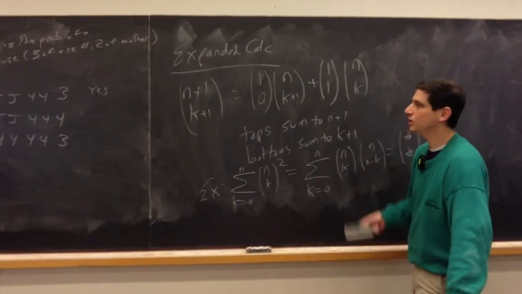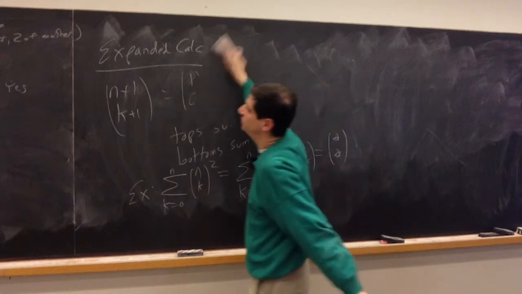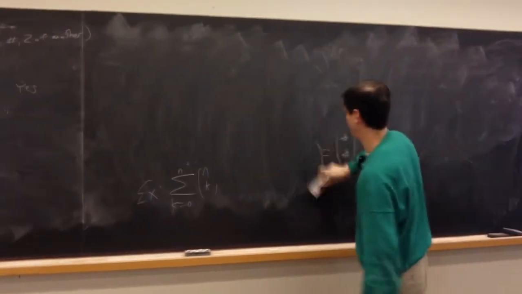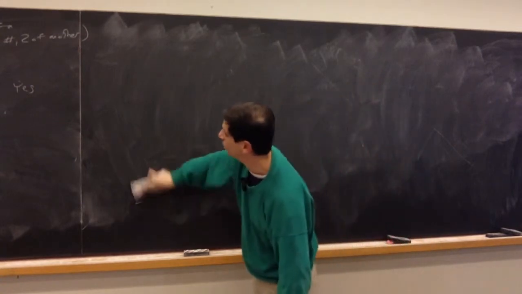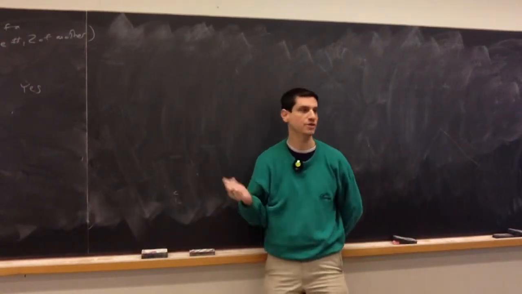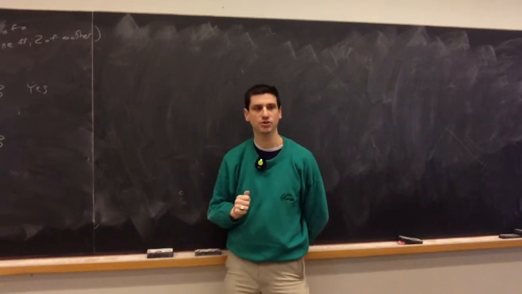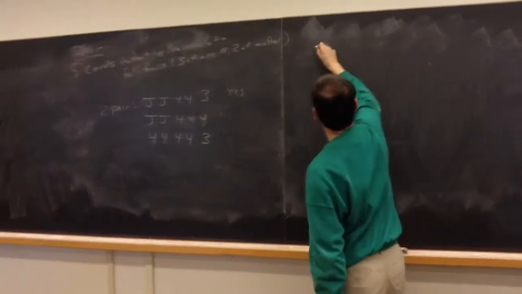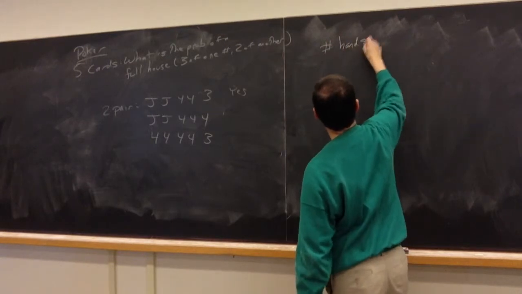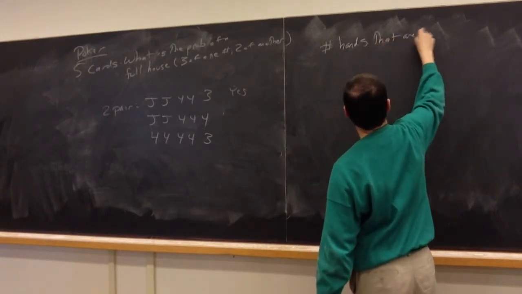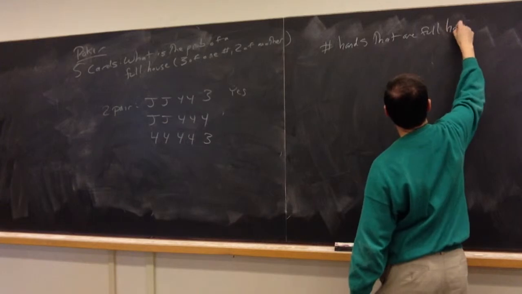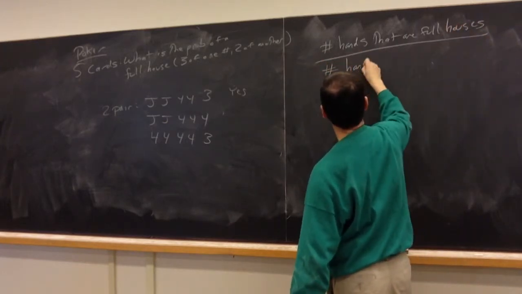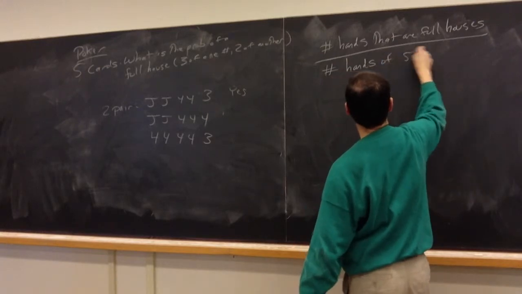Okay, so in this situation, if I want to know the probability that we have a full house, this is much easier because if I have five cards, there's only one way to do it. I have three of one and two of the other. I don't have to worry about any of those cases. All right, so what I want to do is count the number of hands that are full houses, and I'll divide by the number of hands of five cards.